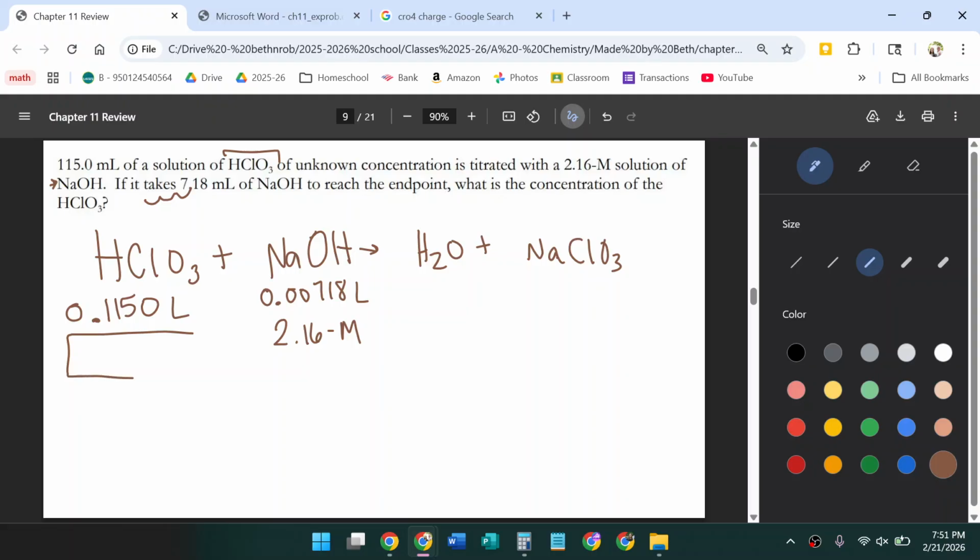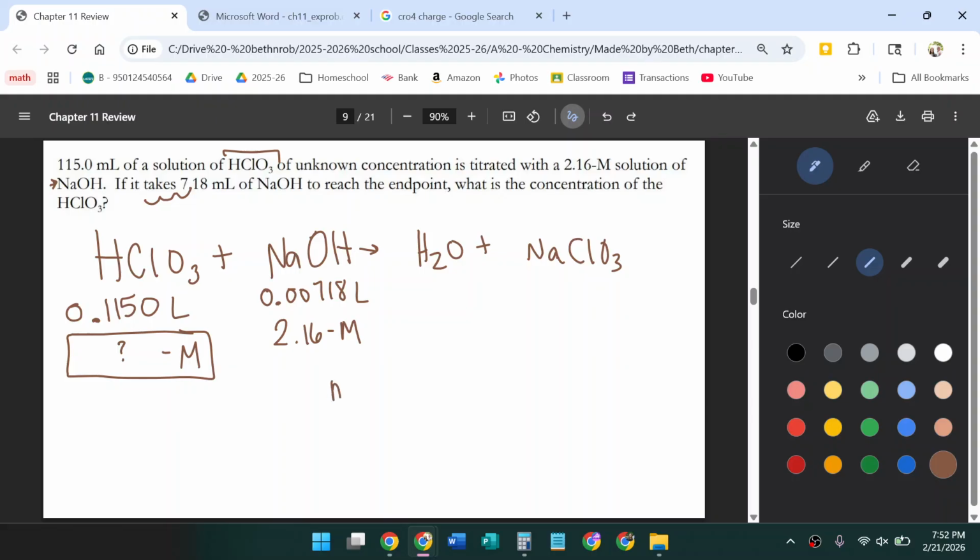So what they're asking for is, what is my molarity? What is the thing that goes here? Well, to do that, I can tell that I have used 1 mole of this and 1 mole of this. So as long as I can find the moles that I used of one, I can use that to find the moles of the other, and then find the molarity.